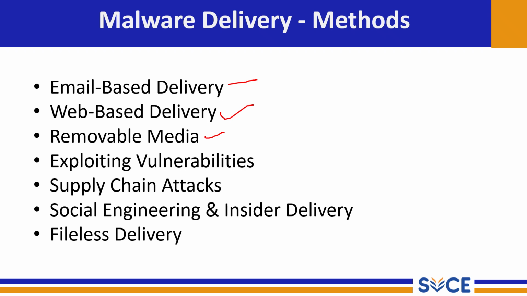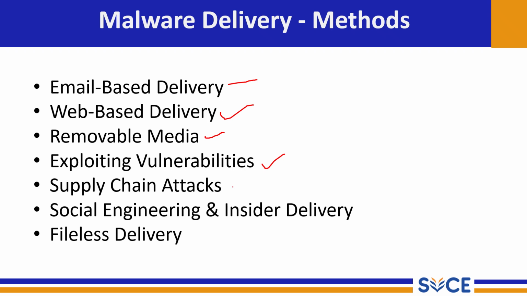Okay, and next one is exploiting vulnerabilities. This is direct exploitation of an unpatched operating system, for example the EternalBlue exploit in the WannaCry ransomware. Second is vulnerable applications or services like browsers, RDP or web servers. Attackers drop the malware after a successful exploit.